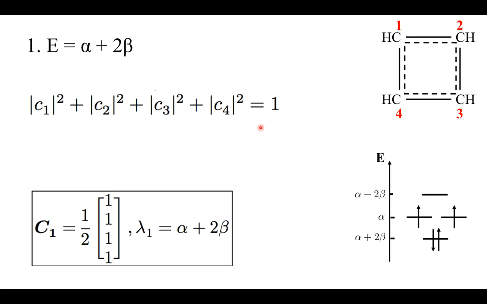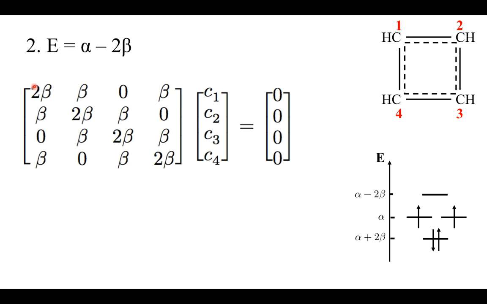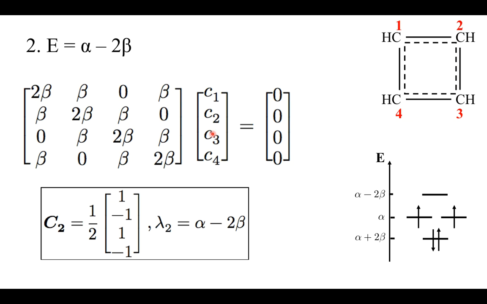For the top energy level, alpha minus 2 beta, the procedure is exactly the same. The only difference is that we need to subtract alpha minus 2 beta from all diagonal elements of our Hamiltonian matrix, and then solve for our new 4 parameters, which gives us another system of linear equations. If we solve for these 4 parameters, we arrive at a new eigenvector 1, negative 1, 1, and negative 1. Again, we have this 1/2 coefficient in front of it in order to make sure that our eigenvector is normalized.